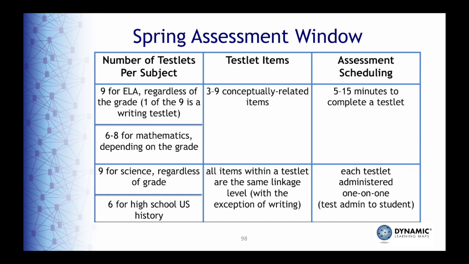Nine testlets total make up the ELA assessment, regardless of the grade, and one of those testlets is a writing testlet. For mathematics, each student completes 6 to 8 testlets, depending on the grade. For science, each student completes 9 testlets, regardless of the grade. And 6 testlets comprise the high school U.S. history assessment. Every testlet has 3 to 9 conceptually related items, and all items within a testlet are the same linkage level, with the exception of writing testlets.